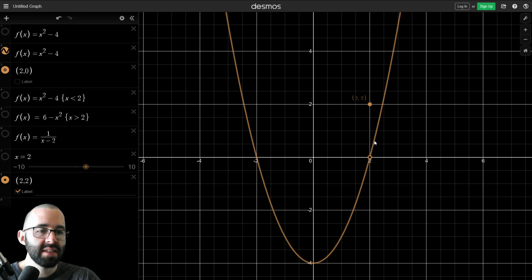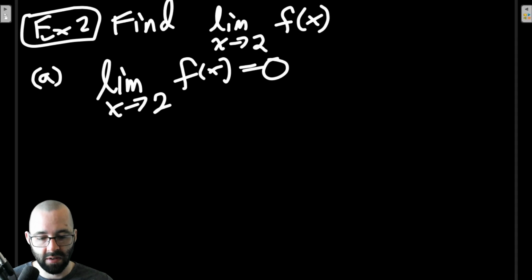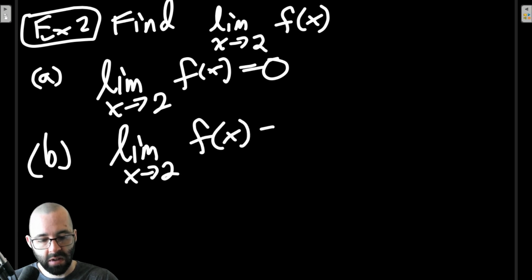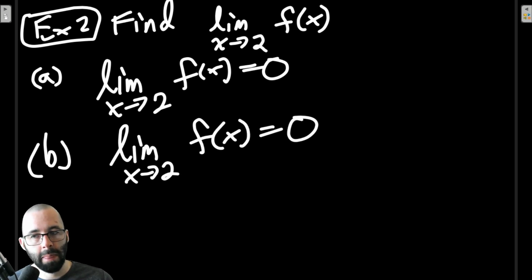But the limit is the same thing, okay? This function has the same limit as the other function because it doesn't actually matter what's happening at this point up here. All that matters is as x gets really close to 2, y is getting really close to 0. In this one, the limit is again 0 for this orange graph. So in part B, the limit as x approaches 2 is equal to 0.